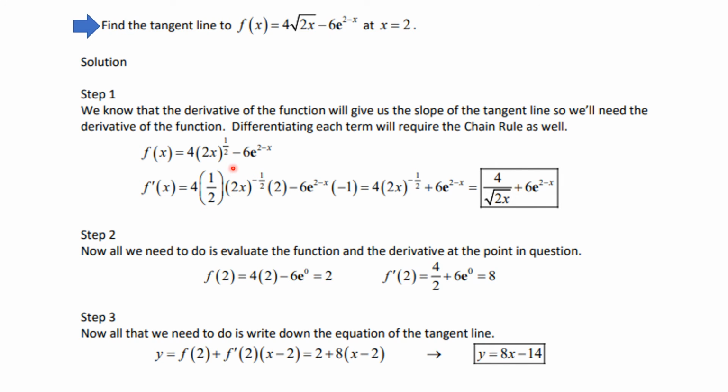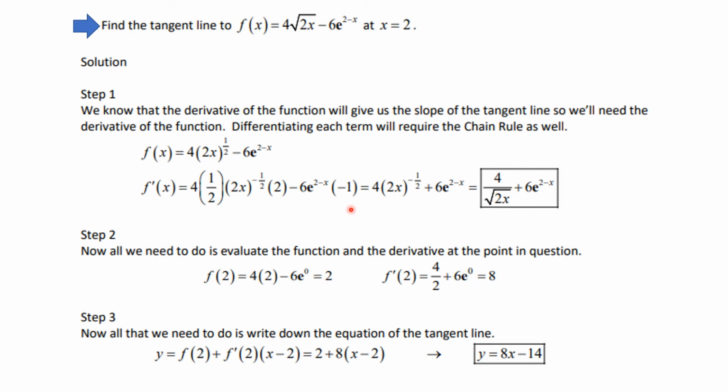So there's the derivative of that, minus 6. And now I have to take the derivative of this. But the derivative of e to the u is going to be e to the u times the derivative of u with respect to x. Well, u here is 2 minus x, so du dx is going to be minus 1.